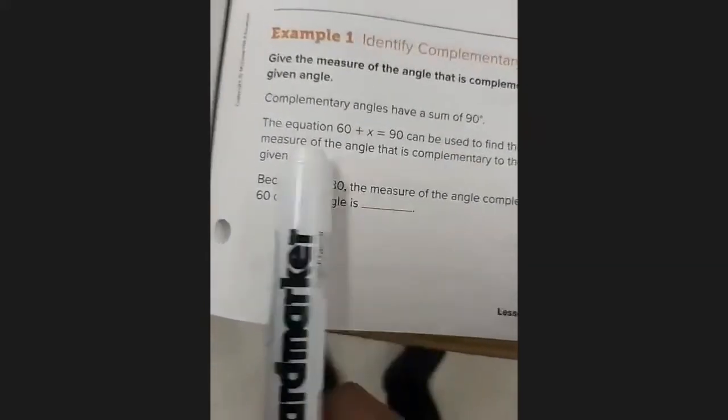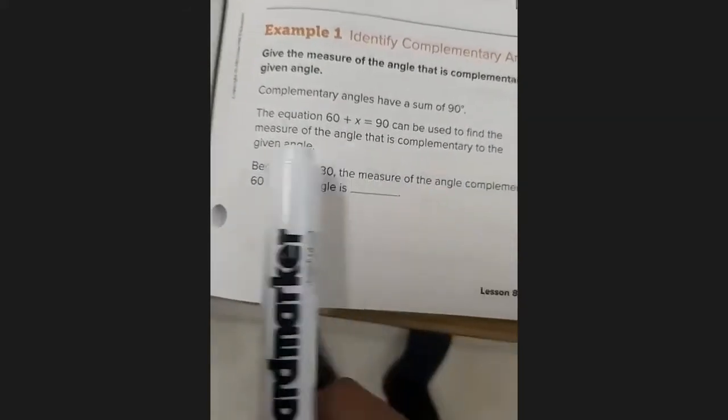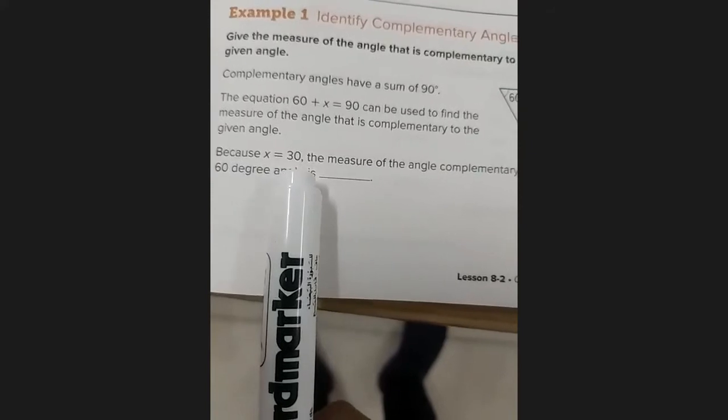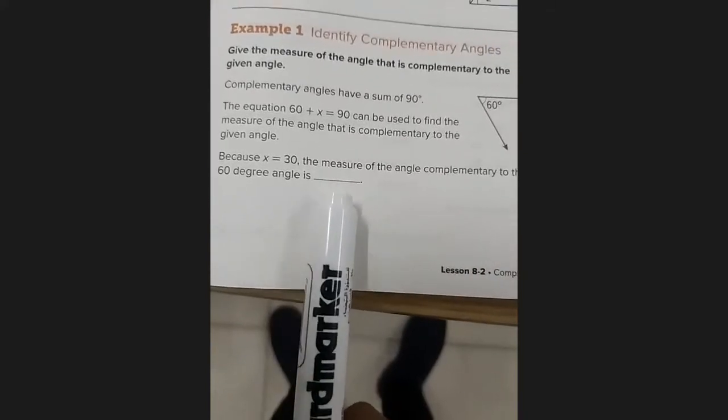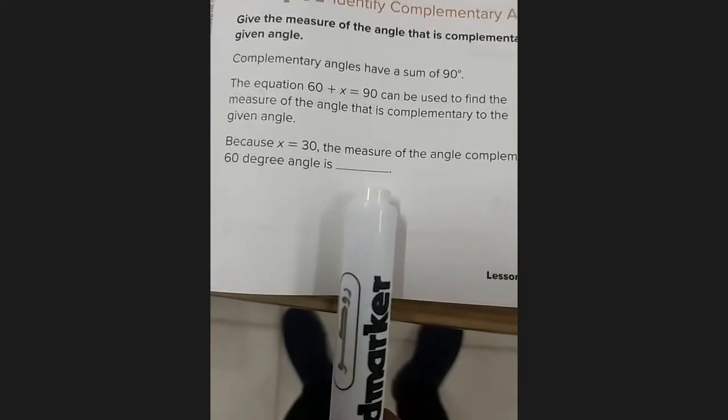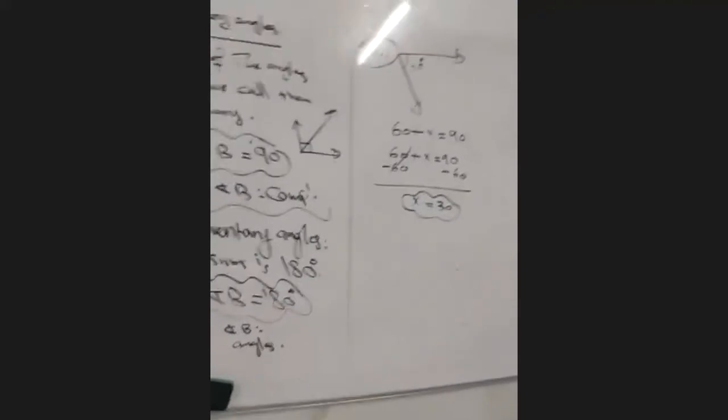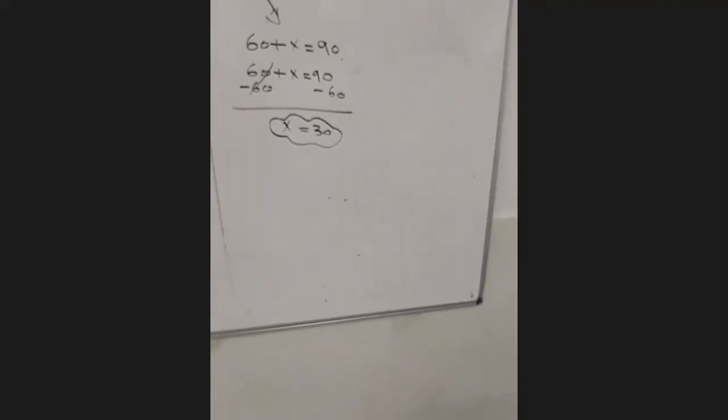Now read the question, what they said here. The equation 60 plus x equals 90 can be used to find the measure of the angle that is complementary to the given angle. Because x equals 30, the measure of the angle complementary to the 60 degree angle is 30. 30 is complementary to 60, and 60 is complementary to 30. Got it? Good one. This is example 1, guys, page 403. Now, after it, we have the check.